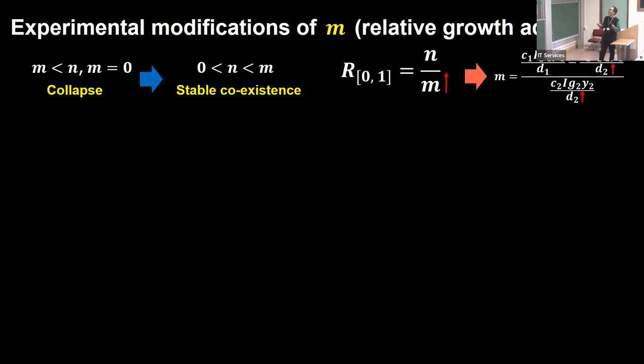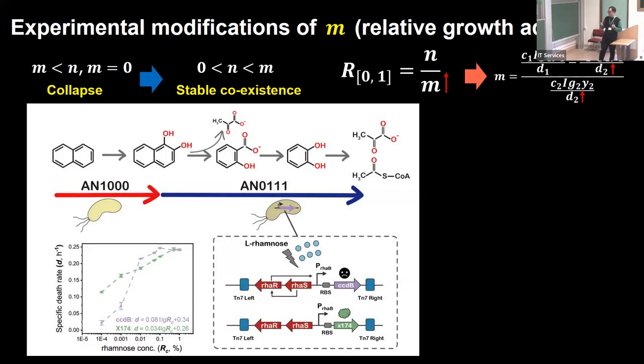How to do this: if we look at the definition of M, we can find one important parameter is the death rate of the second strain. That means we can modify the death rate of the second strain to achieve this design. To do that, I introduced a genetic module to the second strain. In this module, the expression of the toxic protein, which we call CcdB or X174, can be inducibly controlled by a promoter. Here it is rhamnose.